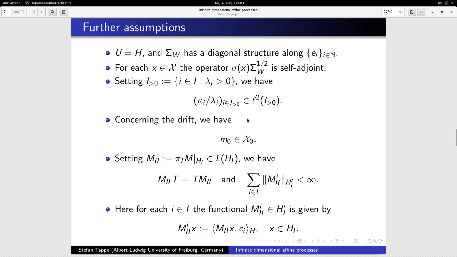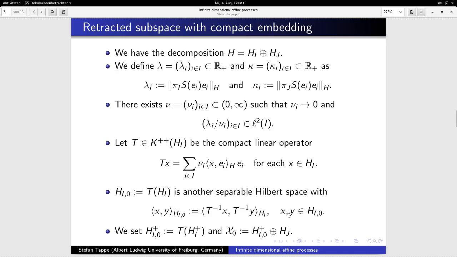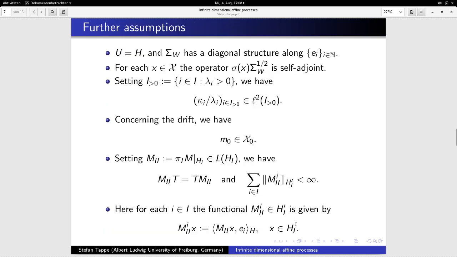sequence. Concerning the drift, the first part should simply belong to this smaller set of initial conditions that we have just introduced by means of the compact embedding. And concerning the linear operator, if we restrict this to the first component of the Hilbert space, we need this commutativity here and also that this series here converges. So these are a couple of assumptions, but as I said, for examples, they can all be checked.